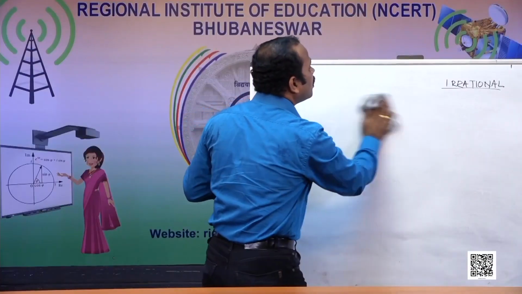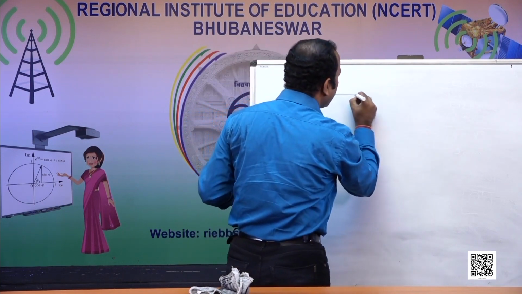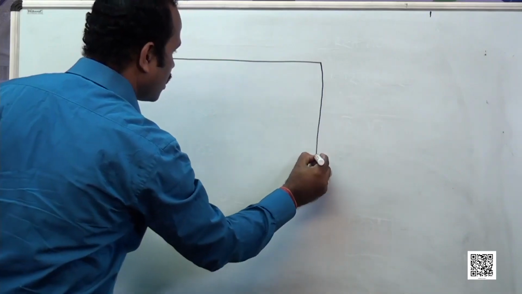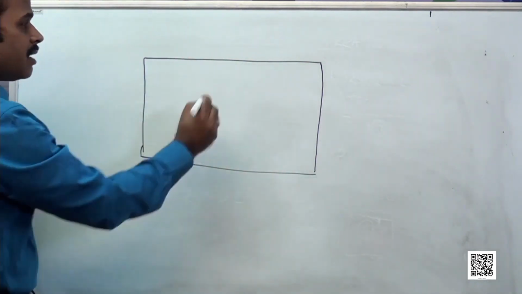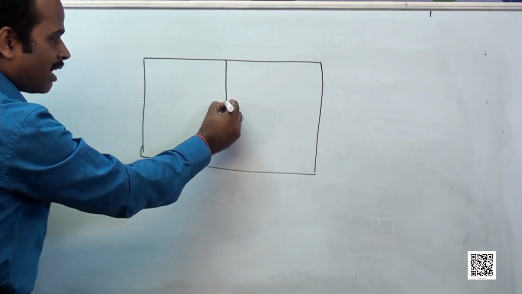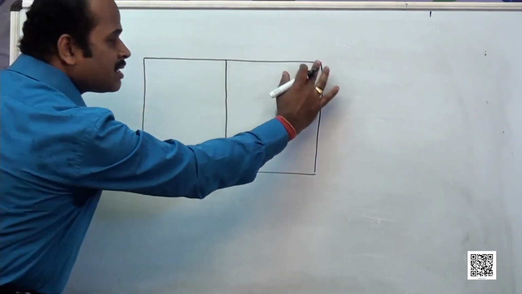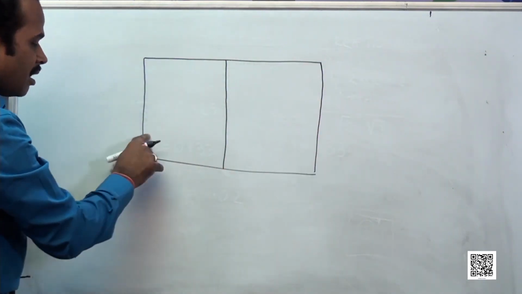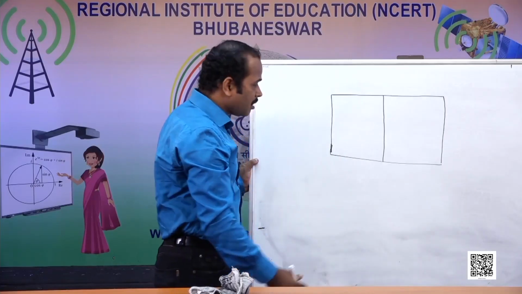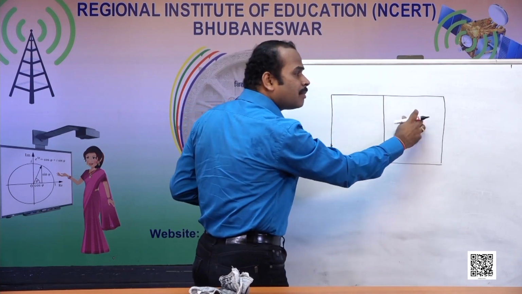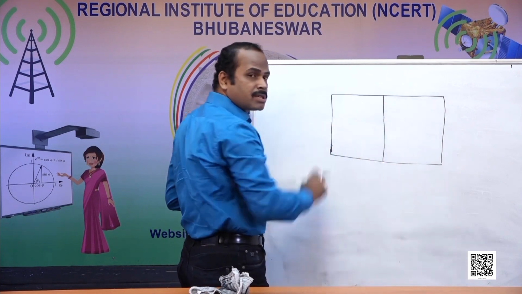Now, what we learned about all these real numbers: suppose this is the real number set. This entire region is the real number set. In this real number set, this part up to here is the rational numbers and this part is the irrational numbers. As we have seen, there are infinitely many rational numbers, and similarly infinitely many irrational numbers as well.